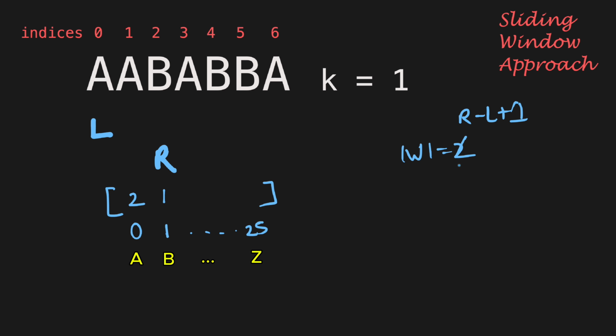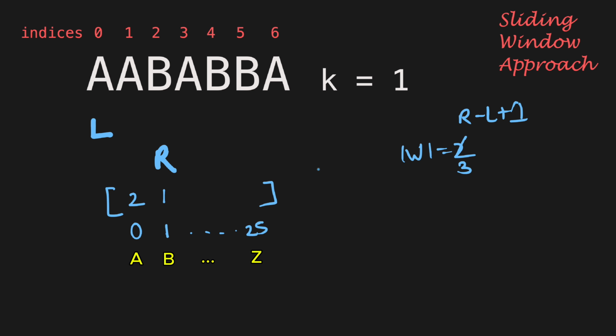Now, window length is 3 and the maximum frequency will be the maximum frequency we have seen so far, which is 2, since we added B recently, we only updated the frequency of B, which is 1 and is still less than maximum frequency. So maximum frequency will be again 2 and the replacements required will be 3 minus 2 equal to 1, which is less than equal to k.